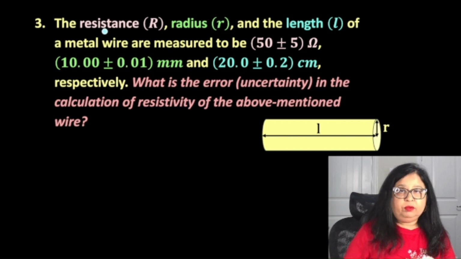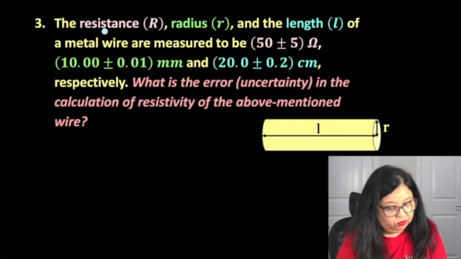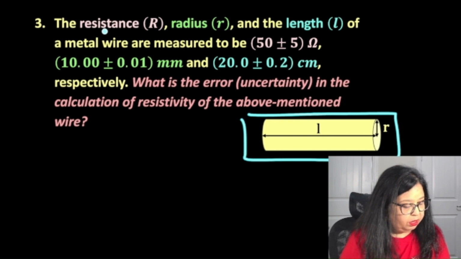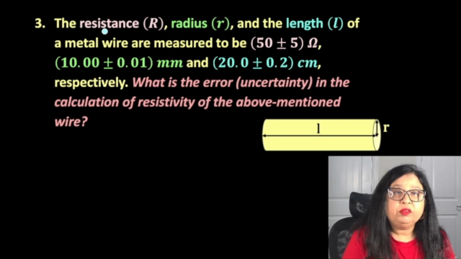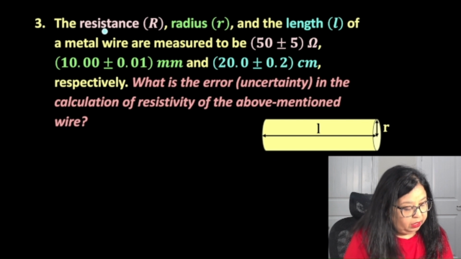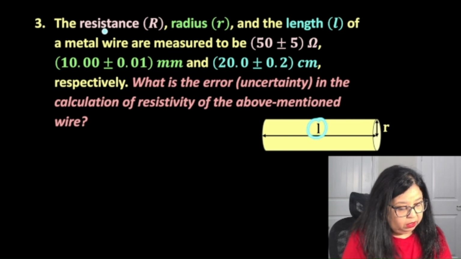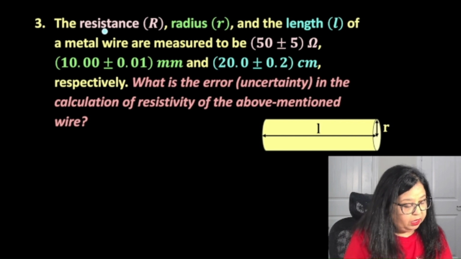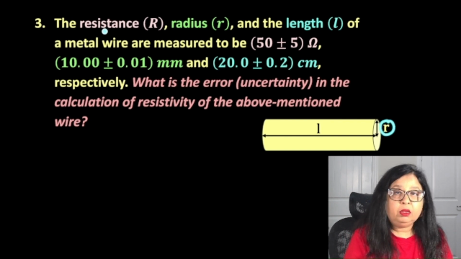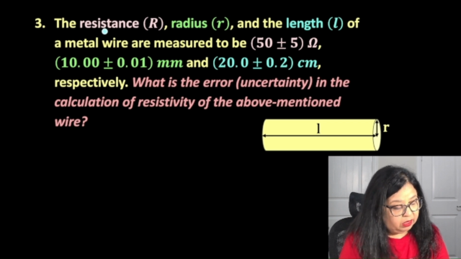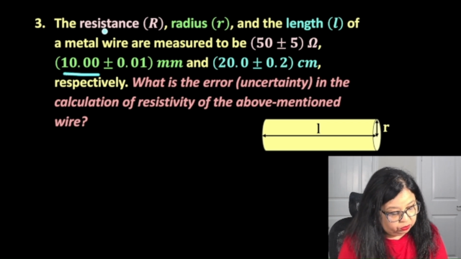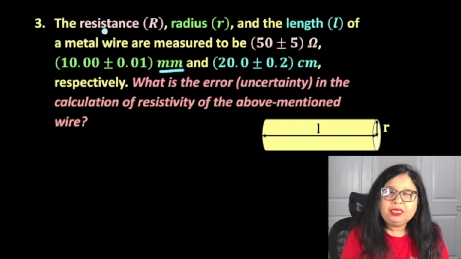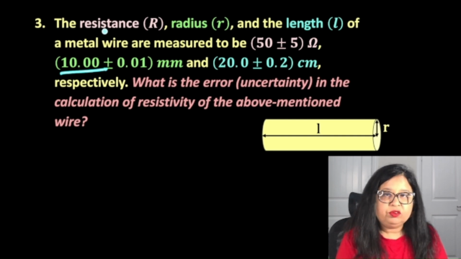So a couple of new things over here. First thing is we're dealing with a metal wire, and here's your metal wire. Metal wire is of the shape of a cylinder. And this is the length L, which is given to be 20.0 plus minus 0.2 centimeters. And here's the radius R of the metal wire. And the radius is what? 10.0 plus minus 0.01 millimeters. Did I say 10.0? It is 10.00.